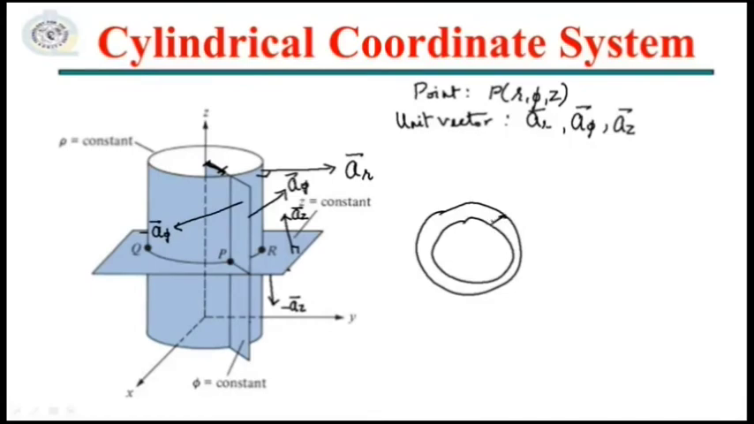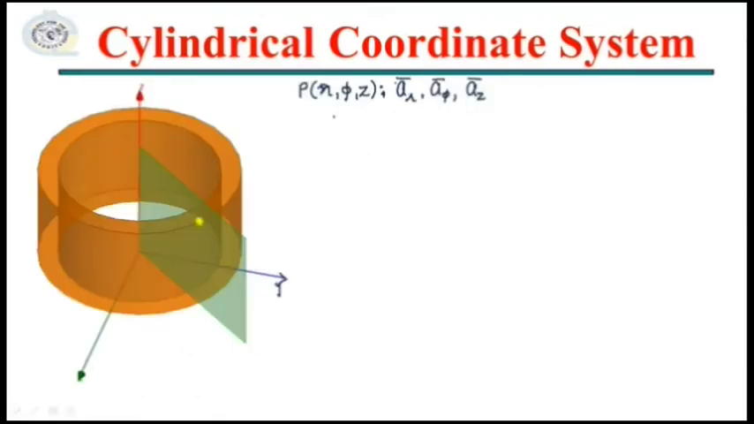So if I move from the inner radius to the outer radius, then I have moved a distance of dr. So my first length will be dr. Now I have to define the length along phi direction. So what will be the length along phi direction?